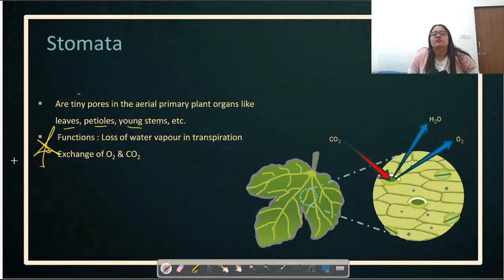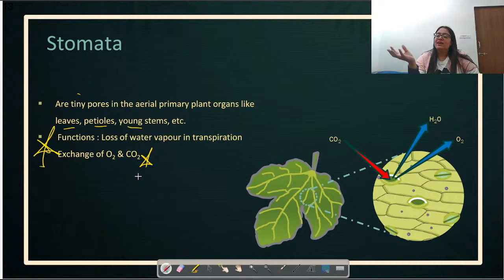Another important function that stomata do is gaseous exchange, exchanging oxygen and CO2. Very, very important. So notice, students, during daytime in plants, what happens? Photosynthesis happens, and for photosynthesis to take place, CO2 needs to be taken inside the plant body, right? And do not forget, the leaf is the primary organ on which stomata are present, and the leaf is the primary organ responsible for photosynthesis as well.